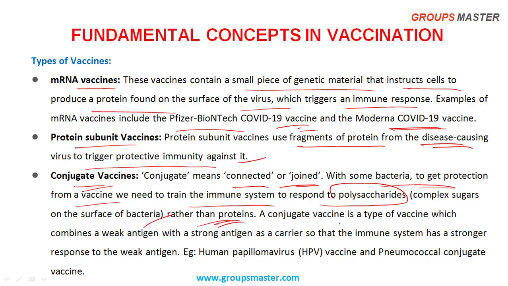A conjugate vaccine is a type of vaccine which combines a weak antigen with a strong antigen as a carrier so that the immune system has a stronger response to the weak antigen. Examples are HPV vaccine and pneumococcal conjugate vaccine.